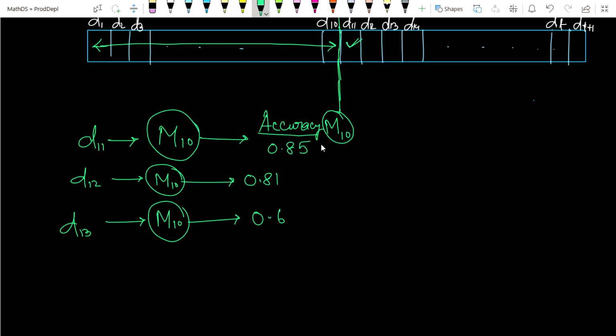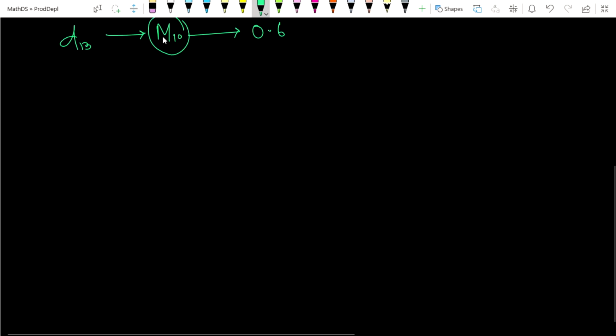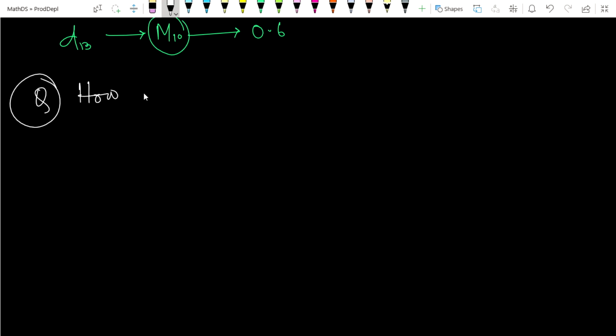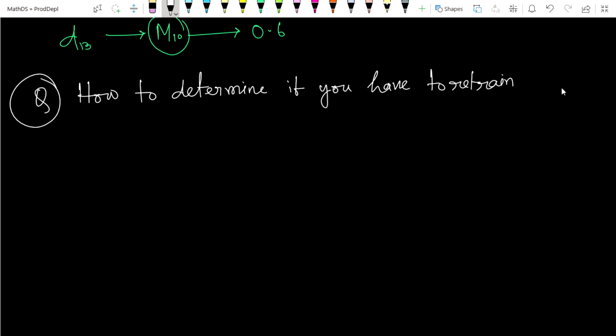How will we do this? The first question that comes to our mind is how to determine whether we have to retrain or not. How will we find it out? There are various techniques.